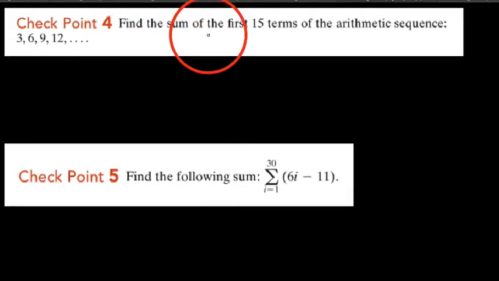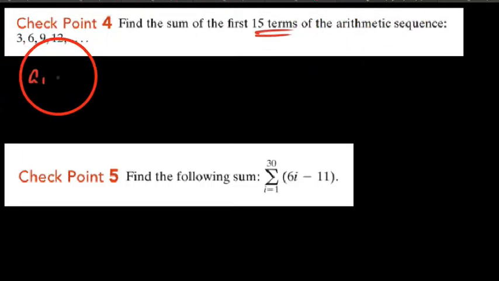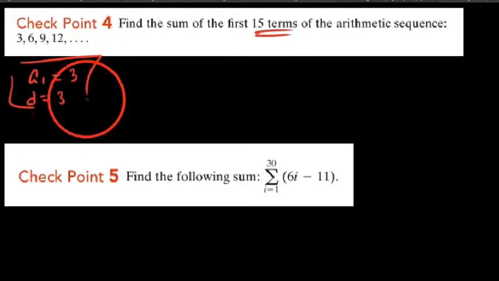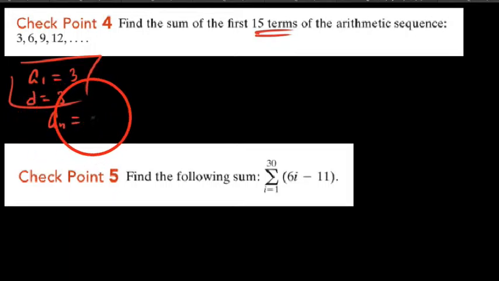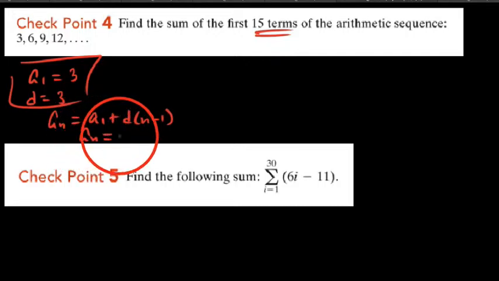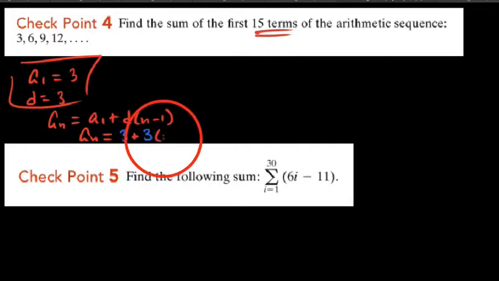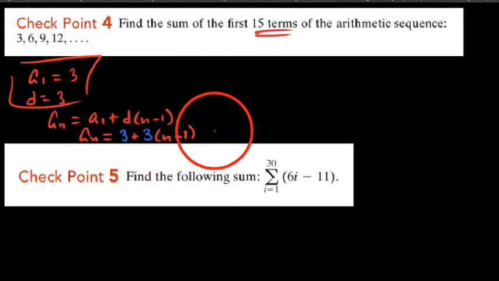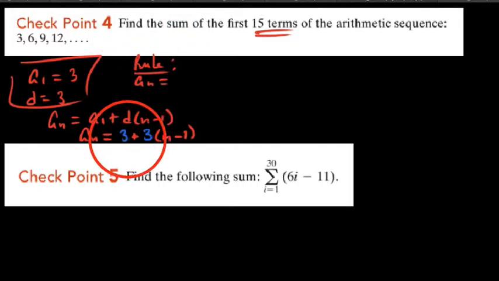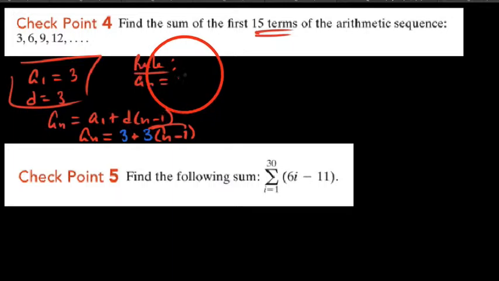So for this one, it says find the sum of the first 15 terms of the arithmetic sequence given by this. I'm going to write down a few things. First of all, A1 is 3. And because it's arithmetic, the common difference is 3. One rule to always have for yourself is to write the rule for this sequence. So our rule would be our first term, which in this case is just 3, plus the common difference 3 times n minus 1. Simplifying, we get an equals 3 plus 3n minus 3, so an is 3n.